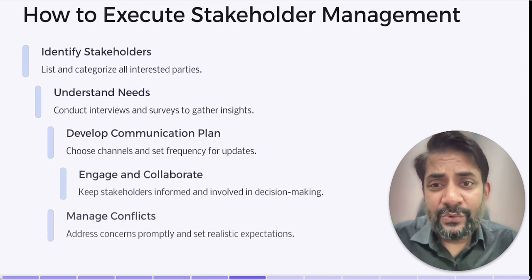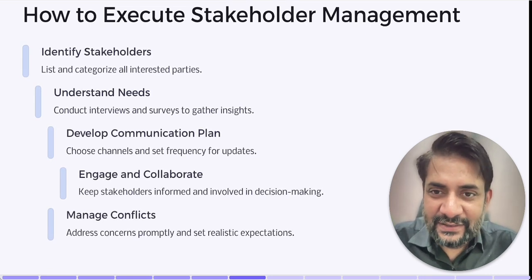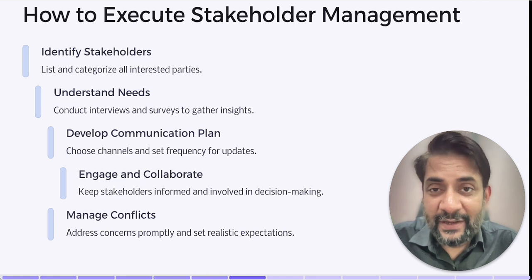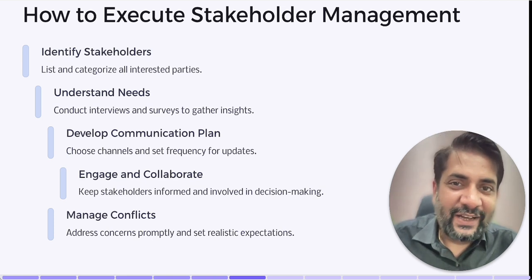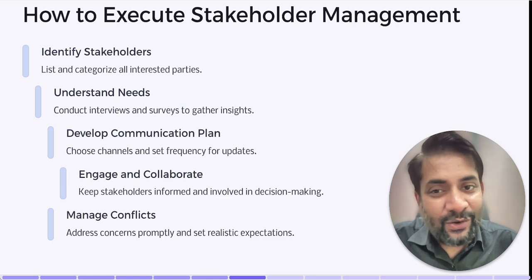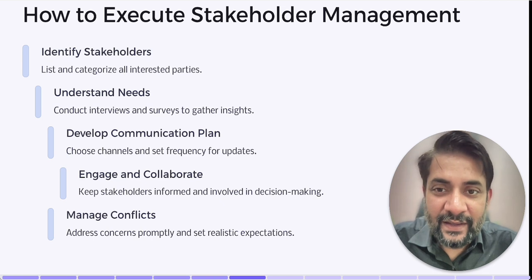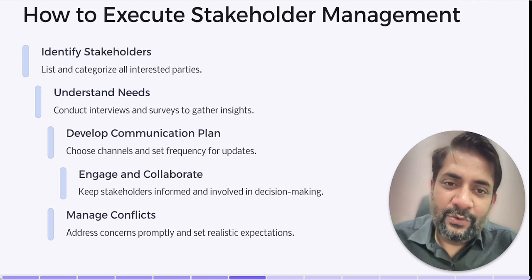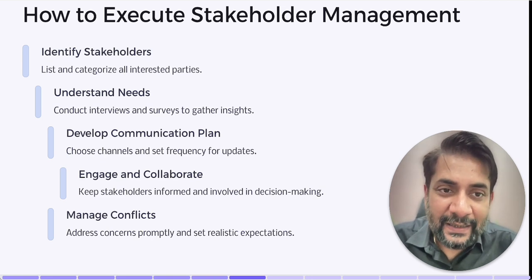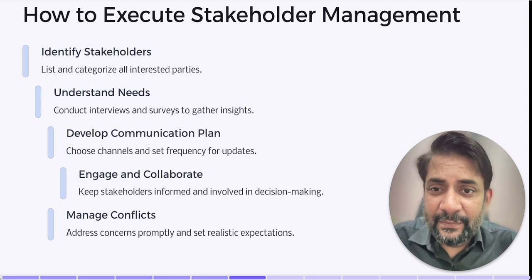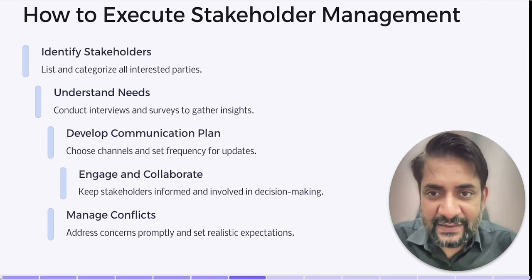So, how to execute stakeholder management? You start by doing step one, that is to identify stakeholders. You list all the stakeholders, identify everyone who has an interest in the product. You categorize the stakeholders, group them based on their influence and interest levels. For example, for a new e-commerce platform, stakeholders might include customers, development team, marketing team, executives, suppliers, and investors.